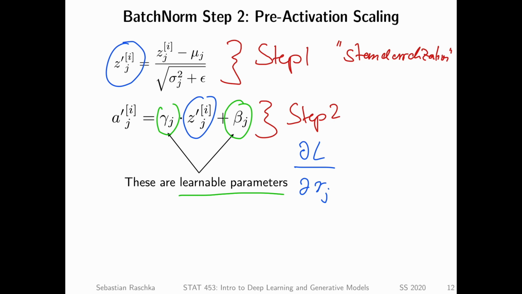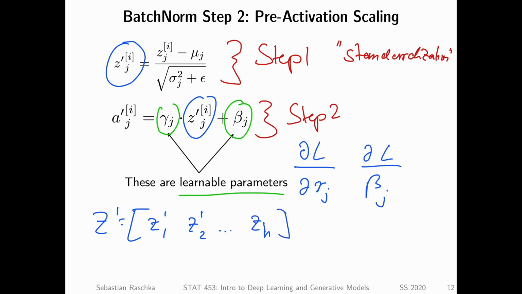And we do the same thing for the beta, similar to how we update the weights and biases. So also similar to, there's a z vector, and the vector z contains z prime 1, z prime 2, up to z prime h, let's say h for the number of units in the hidden layer. And similarly for each of these we have a gamma parameter, and for each of these we have a beta parameter. So we would also have a vector for the whole hidden layer.